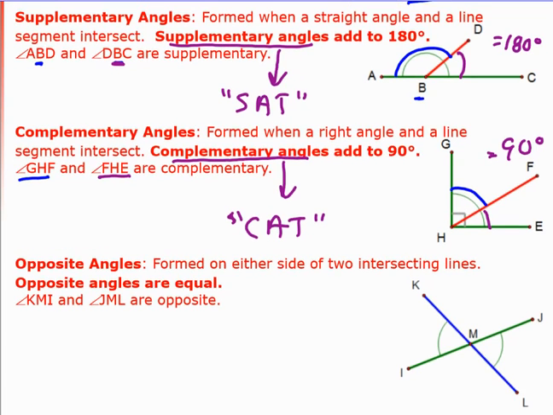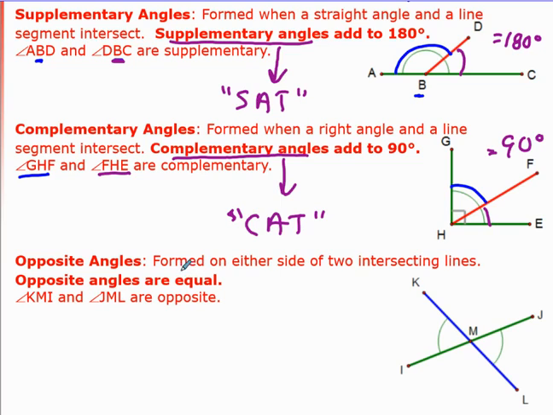This one is probably people's favorite, and they like it the most. It's the easiest to remember: the opposite angles. These are formed on either side of two intersecting lines, and opposite angles are equal. So in this example, angle KMI is equal to angle JML. Look at the angle symbol; I want you to be able to write the angle symbol.